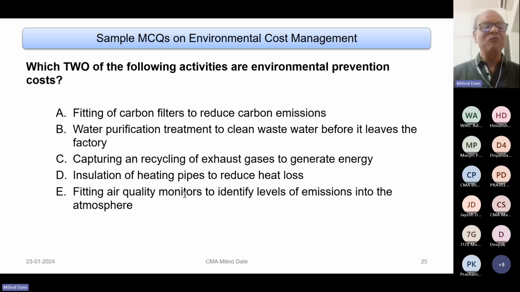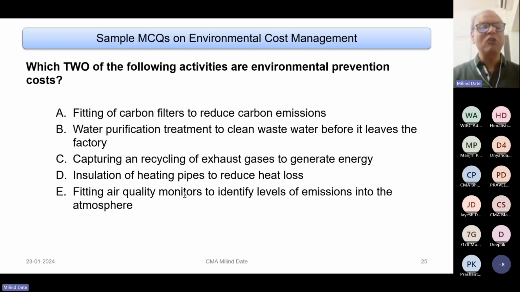C, capturing recycling of exhaust gases. That means you have already generated exhaust gases. It's different that you are capturing them and try and generate energy from it, but you have already created those gases. So this is not prevention. This is again correction. You insulate heating pipes to reduce heat loss. You want to have a system where heat loss that causes environmental cost is tried to be prevented. So this is a prevention cost.